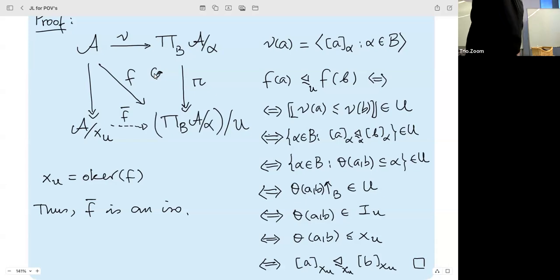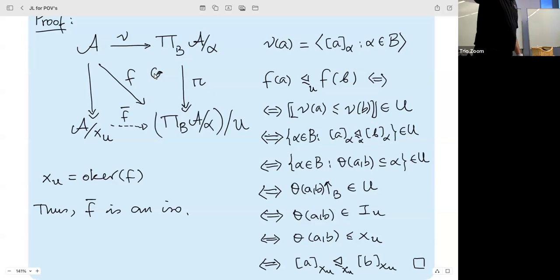Now, F of A, F of B belongs to the precongruence determined by the ultrafilter if and only if the inequalizer of the image of A and B by nu belongs to the ultrafilter. That's the definition of that congruence. And what this means is, what is the set? The set is all the elements of B, all the coordinates in which A and B are ordered according to that precongruence alpha.